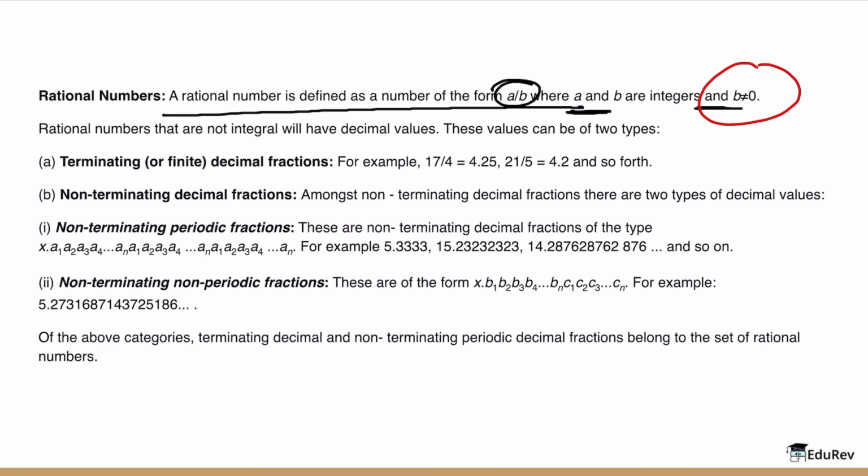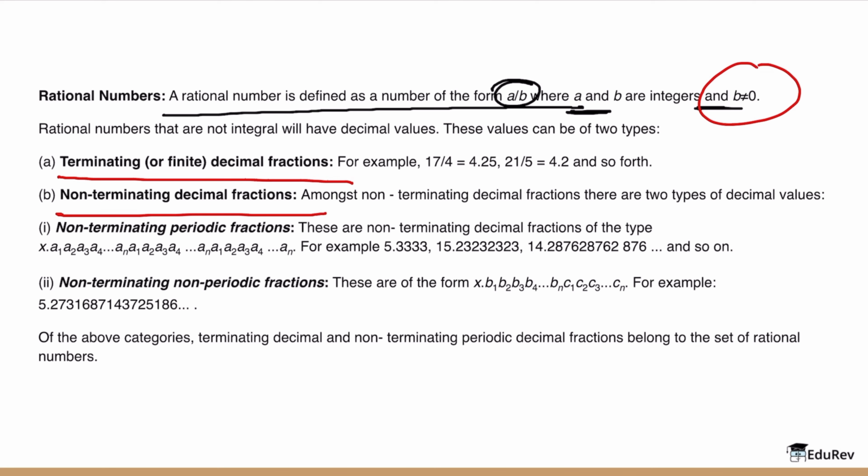Now rational numbers can be non-integral and will have decimal values. Which means that rational numbers are not only the ones which have the integral part. They are the ones which will have decimal values as well. Those numbers are your rational numbers. Now these values can be of two types. They can be terminating ones, or finite, or non-terminating ones.